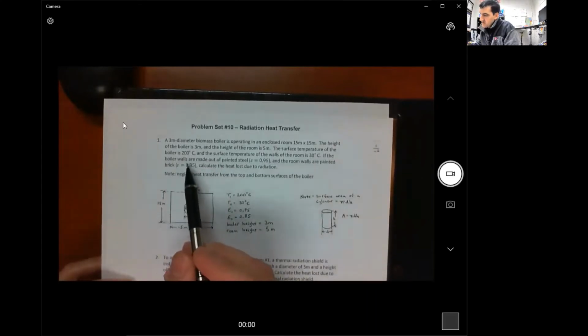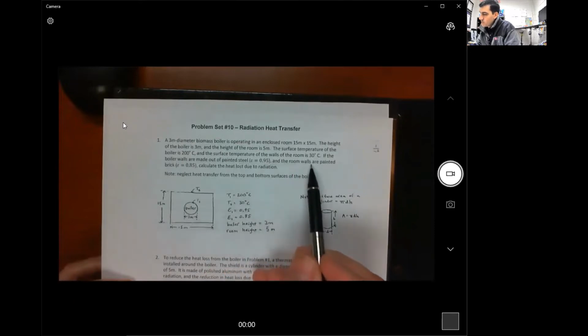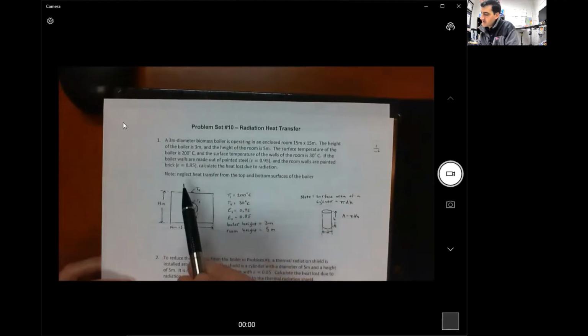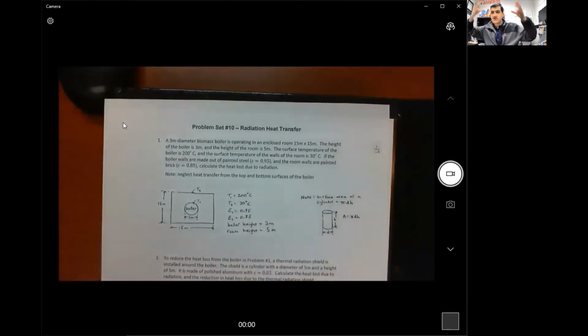If the walls of the boiler are painted steel with an emissivity of 0.95, and the room walls are painted brick with an emissivity of 0.85, calculate the heat lost due to radiation. And to make things simple, we're going to neglect the heat transfer from the top and bottom surfaces of the boiler. So it's only the surface of the round perimeter walls of the boiler that we're concerning ourselves with. Just to simplify things a little bit, it's not that much harder to consider the top and bottom, but we just want to make things simple.